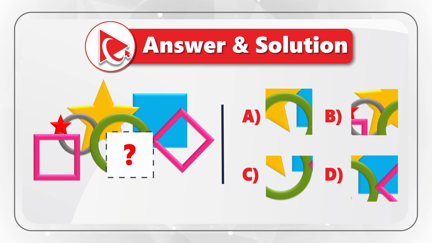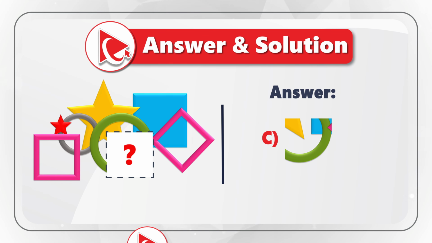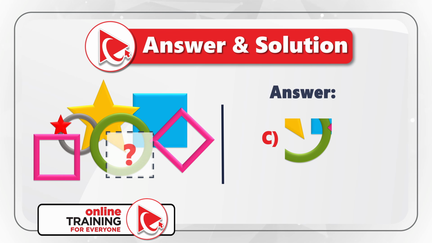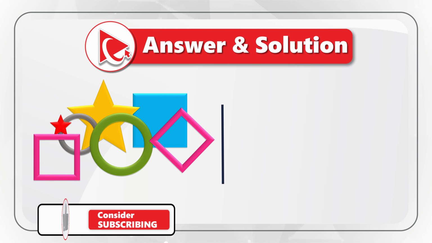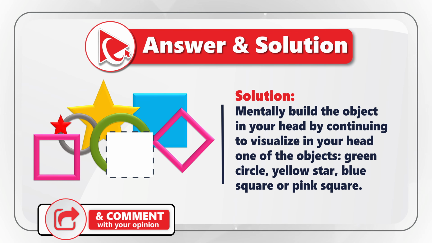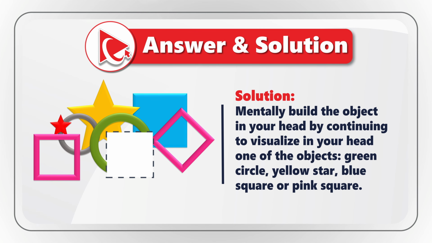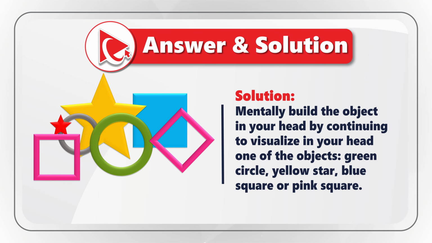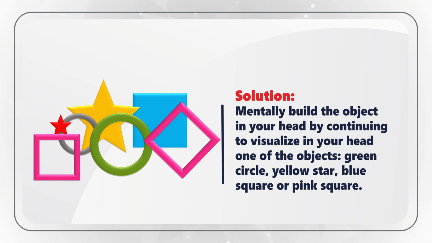The correct answer here is choice C. Let's confirm and verify it by moving this choice to fill the gap. To solve these types of challenges, you need to mentally build the object in your head by continuing to visualize in your head one of the existing objects in the picture. I used green circle. It is very obvious which choice would continue the green circle. But you can also use yellow star, blue square, or pink square.